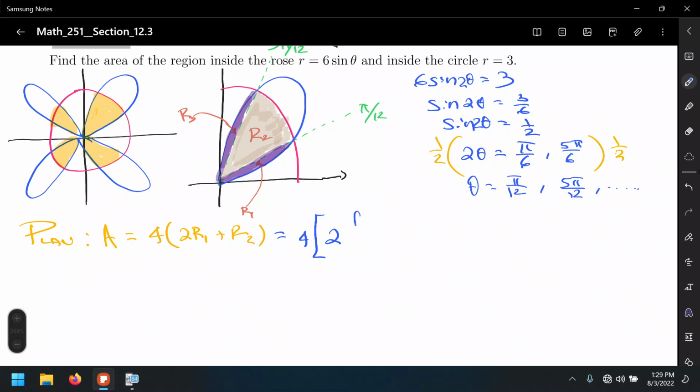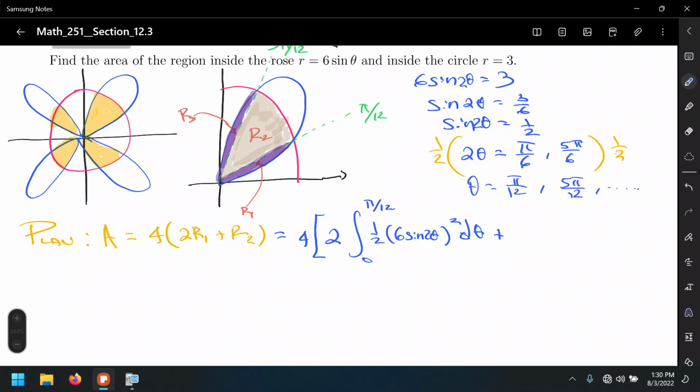So in this case, we have the integral of 1/2 the function squared with respect to theta, and that function squared is 6 sine 2 theta. All right, and that's times 2. Oh, and the limits of integration are going to go from 0 to pi over 12. And plus the area of the region 2.